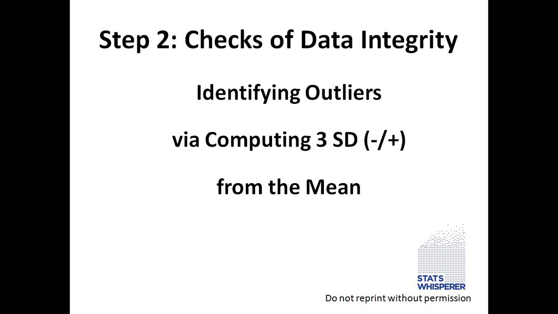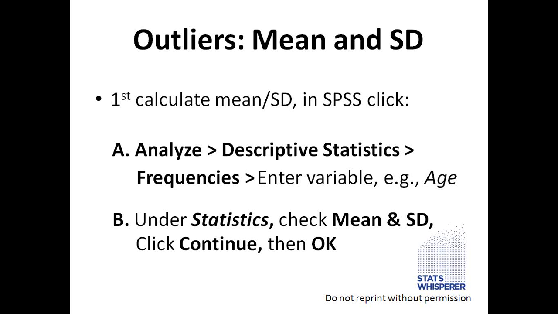So first, let's look at identifying outliers via computing the 3 standard deviations above and below the mean. To do this, first we need the actual mean and the standard deviation of the variable which we're studying in terms of its normality. So this is the third time we've gone to frequencies, right? So analyze, descriptive statistics, frequencies, and we have age in there already. Then under statistics, we click mean, the standard deviation, and then continue and OK.